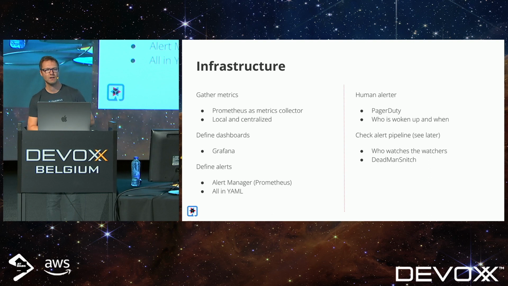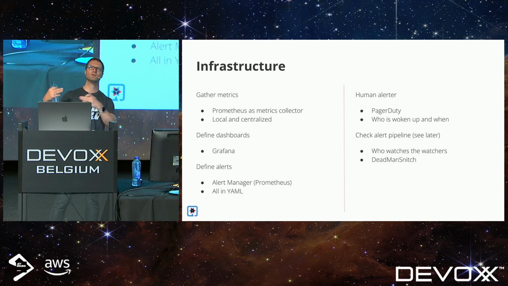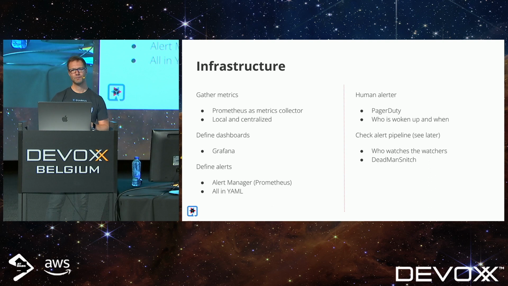And because we use Kubernetes, that's the infrastructure we use. So Prometheus, the usual, first local on a given Kubernetes cluster and then centralized for the fleet aggregation. Grafana for dashboards, Alertmanager, which is part of Kubernetes, for the actual alert rules based on PromQL input. And what's cool about it is that you can put it in a Git repo and use pull requests and see it properly.